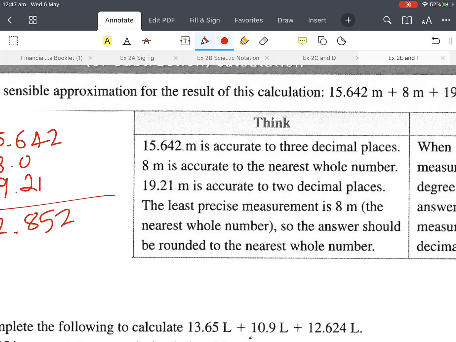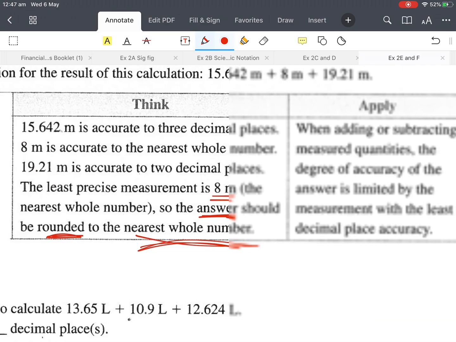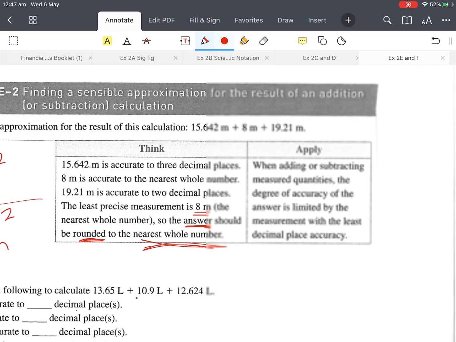42.852. Now, if you read the think, it says 15.642 is accurate to 3 decimal places. Yep. 8 metres is accurate to the nearest whole number. Yep. 19.21 is accurate to 2 decimal places. Yep, I agree. The least precise measurement is the 8 metres to the nearest whole number. So our answer has to be rounded to the nearest whole number. All right, so what's my answer to the nearest whole number? 43. 42.85 is rounded to 43.